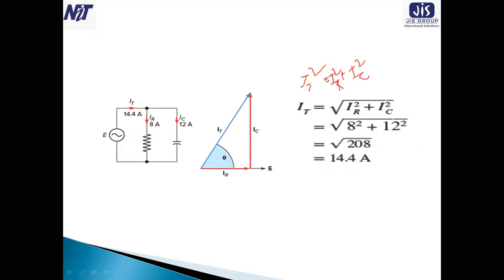So then we can write IT equals root over IR square plus IC square. We know that the value of IR is 8 and the value of IC is 12. So it is root over 8 square plus 12 square. 8 square is 64 and 12 square is 144. So 144 plus 64 is 208, and the root of 208 equals 14.4 ampere. In this way we can find the resultant current, or the total current, of the circuit.